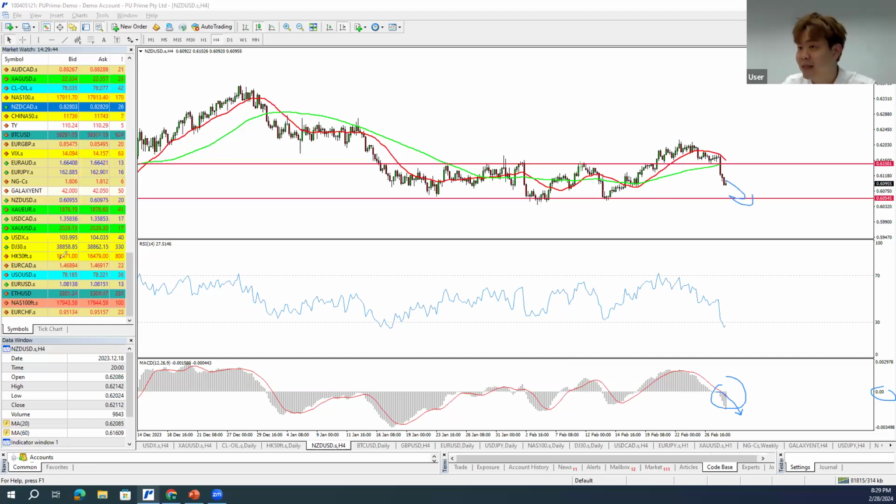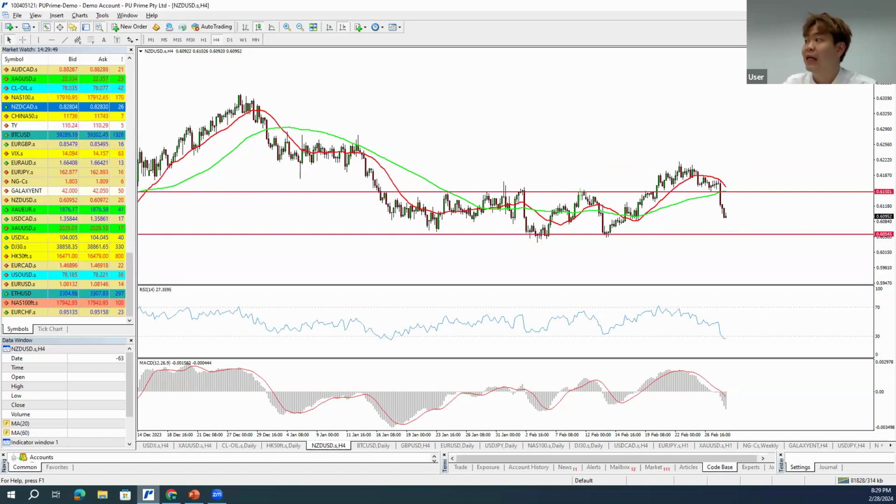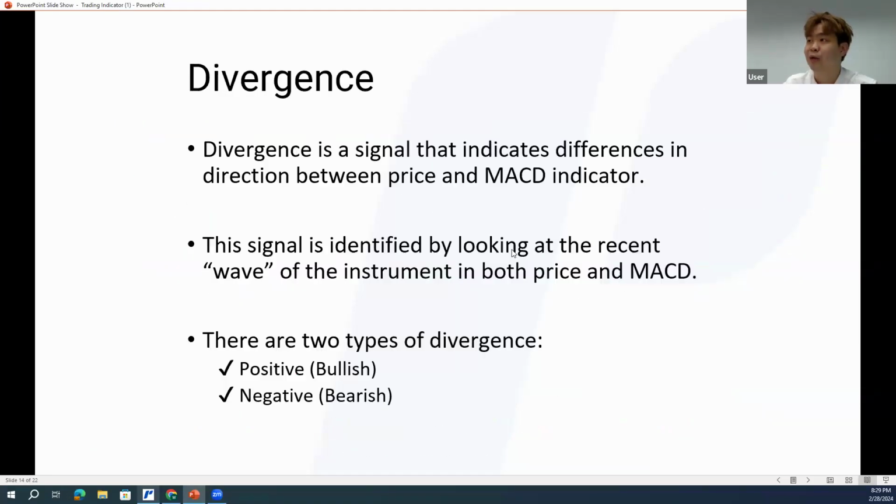But normally MACD is not very accurate. Normally, traders will use the MACD to determine whether there is any divergence. Divergence is a quite accurate indicator.